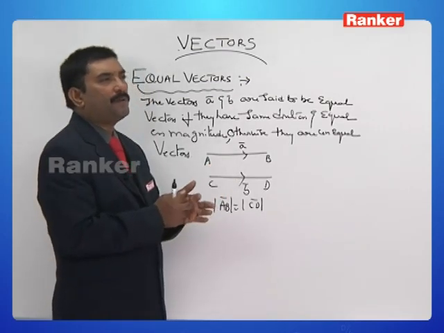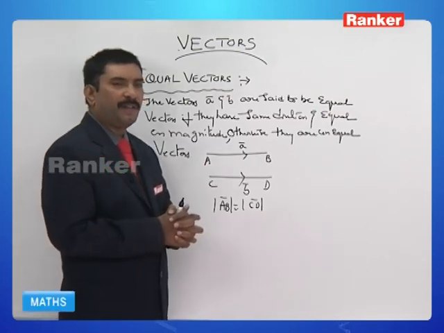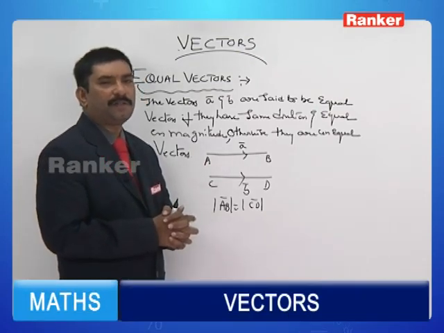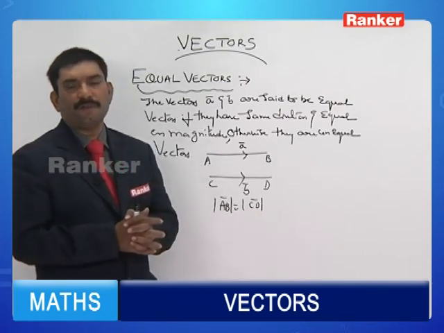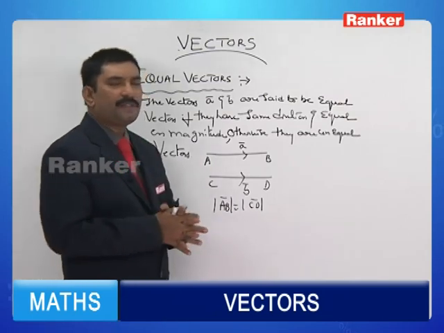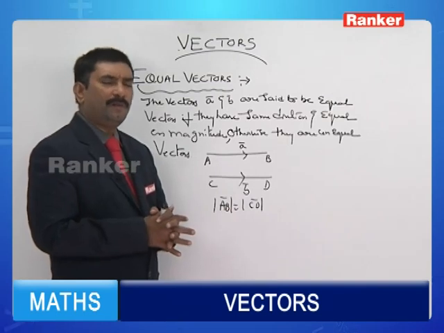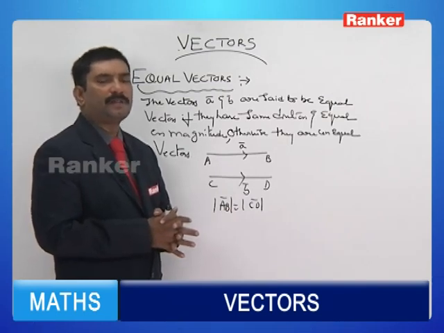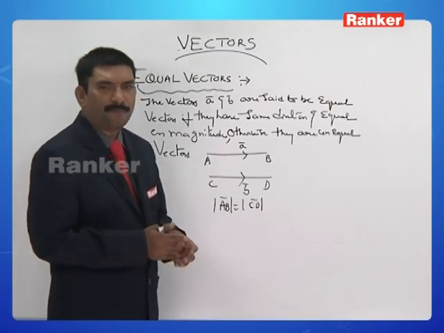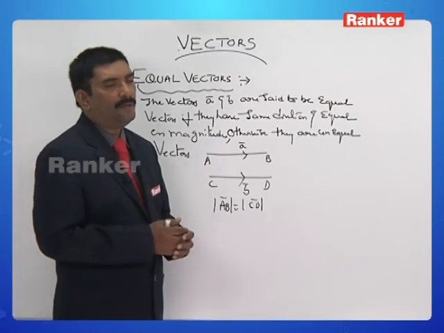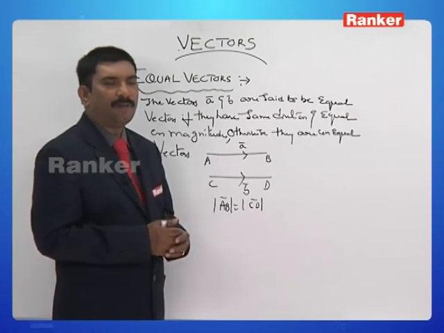Later, we come across the null vector. A null vector is a vector having zero magnitude. Its direction is there, but it is not defined. A null vector is denoted by zero bar. In a null vector, the initial point always coincides with the terminal point. For example, AA bar, BB bar, CC bar, DD bar, EE bar, etc.